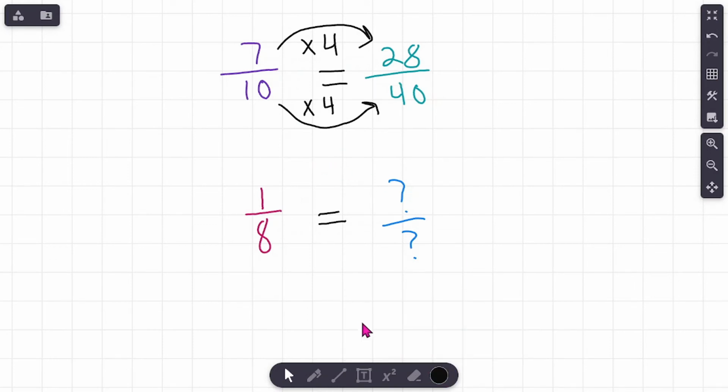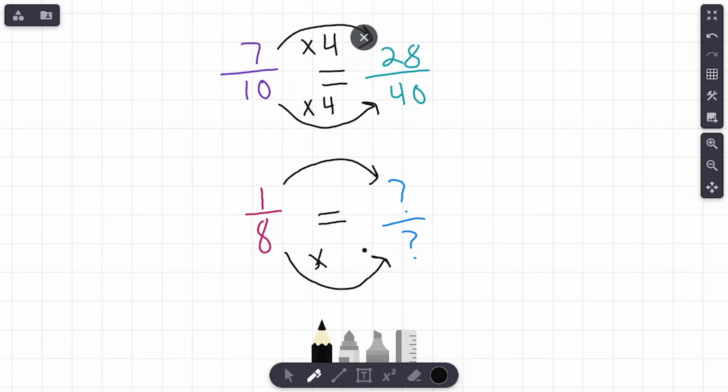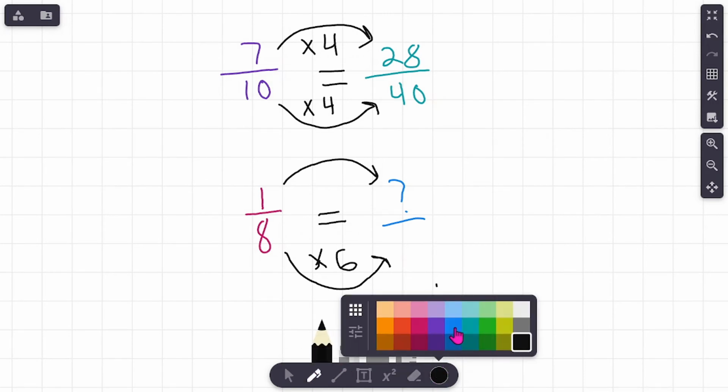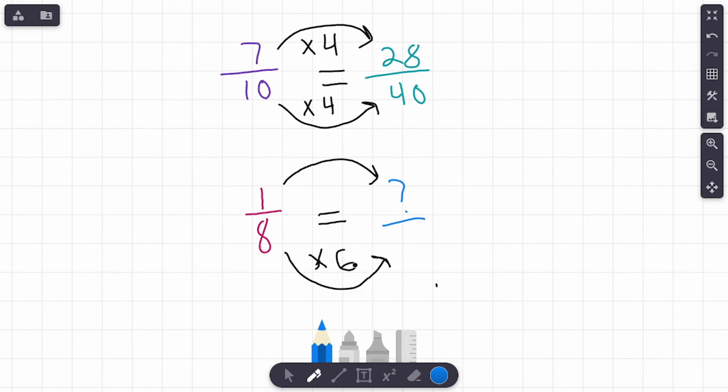All right, last problem down here. We've got the fraction 1/8, and we are going to create an equivalent fraction for it. This time, though, I'm going to start with the denominator. And I'm going to multiply the denominator by 6. Kind of a big number. I don't think we've done that yet. So I'm going to multiply the denominator 8 times 6. And again, you could have chosen 3 or 2, 4, any of those.